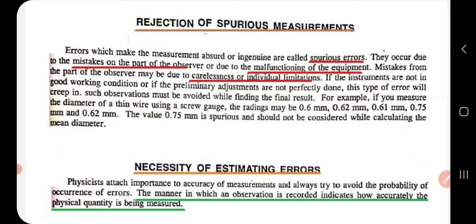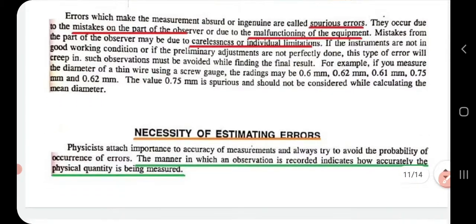If the instrument that you have taken is not working properly, or if its preliminary adjustments are not done, then this type of error, that is the spurious error, will come in. If you measure the diameter of a wire using a screw gauge, you may see readings like 0.6 millimeter, 0.62 millimeter, various values, if the instrument that you take is not properly functioning. So these types of errors are called spurious errors.